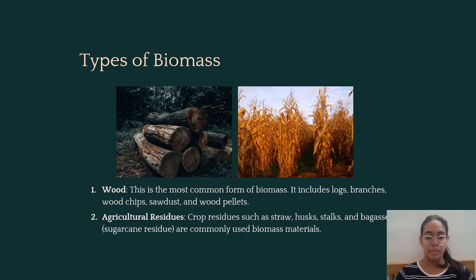There are various types of biomass, including wood, agricultural residues, animal manure, municipal solid waste, and many more. Each type of biomass offers different or unique methods of energy generation. First one is wood. This is the most common form of biomass. It includes logs, branches, wood chips, sawdust, and wood pellets. The second one is agricultural residues, such as straw, husks, stalks, and sugarcane residue, which are commonly used biomass materials.